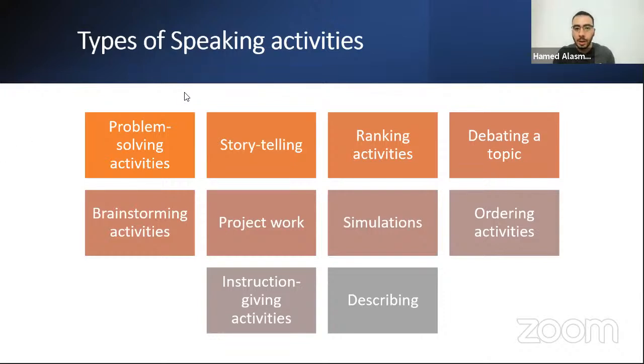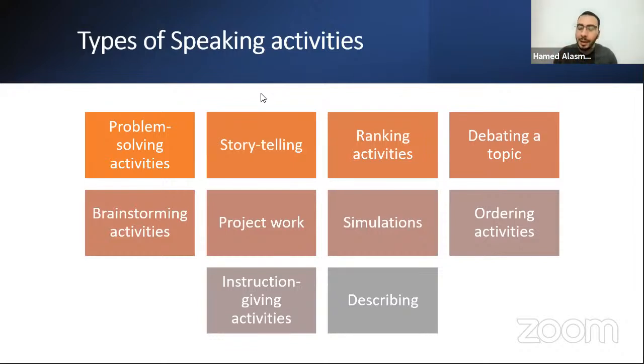Okay, guys. So let's take a look, for example. Problem solving activities. I think this can be fluency. This can focus on fluency more because you can teach students how to interrupt politely, how to present a reason, and so on. So this can be fluency. Storytelling, of course, fluency.